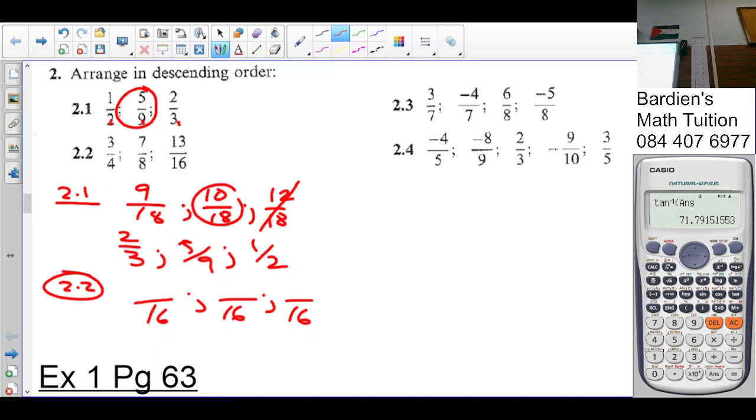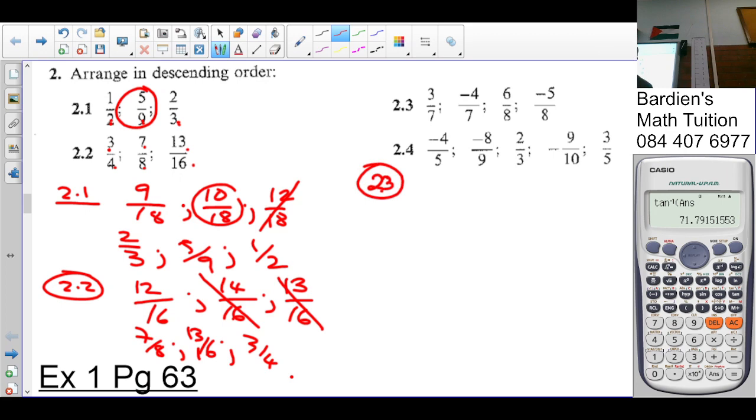So 4 times what is 16? 4. So 3 times 4 is 12. 8 times what is 16? 2. 2 times 7 is 14. 16 times what is 16? 1 times 13 is 13. Descending is from biggest to smallest. So the biggest number is 7 over 8. Then 13 over 16, yes? And the last one is 3 over 4. Okay. You all understand?